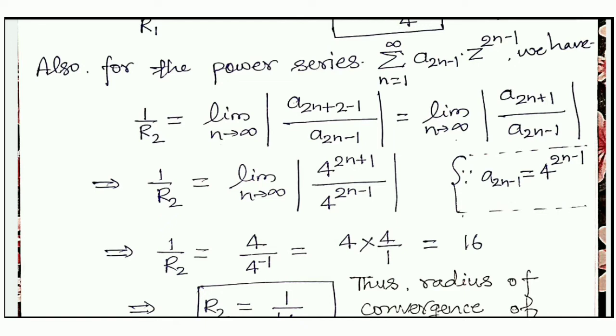So putting the values of a_(2n+1) accordingly and solving, we get 1 upon r2 equals limit n tends to infinity 4^(2n+1) upon 4^(2n-1).